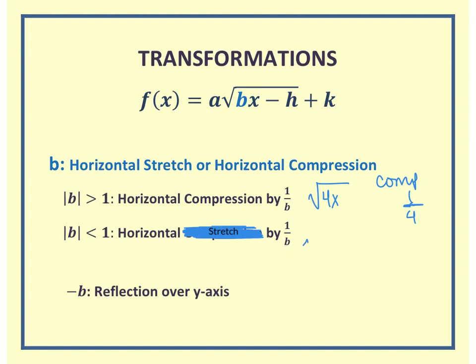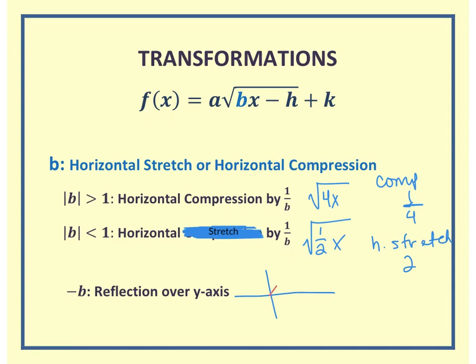If you had a 1/2 x, that means it would be a horizontal stretch. And yes, I had a typo. I apologize. I fixed it. Horizontal stretch, but we have to take the reciprocal. So this would be a horizontal stretch. Well, what's the reciprocal of 1/2? It would be 2. And if b is a negative, it causes it to reflect over the y-axis.